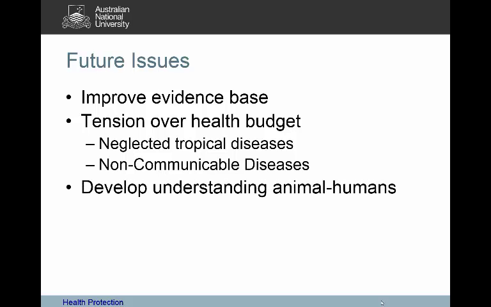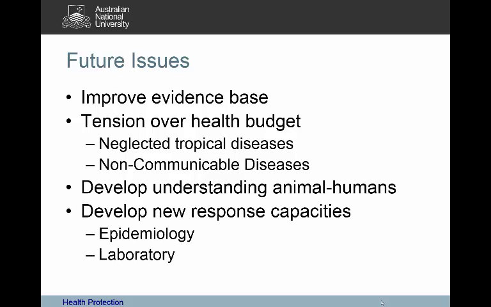We need to develop our understanding about animal-human interaction and environmental sources of disease. And we need to develop new response capabilities in regards to epidemiology and laboratory. There's continually disruptive influences in technology, and we need to be taking advantage of that. So things like whole genome sequencing or new ways of collecting and analysing epidemiological data. So we need to be incorporating that and making sure we're changing our approaches to best protect health.